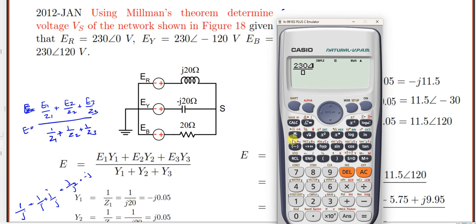Click shift and this button. There is an angle symbol. If it is angle 0, you can ignore it. No need to write it. Just writing 230 is sufficient. Into Y1. Y1 means reciprocal of Z1.